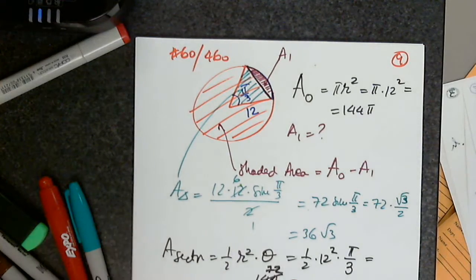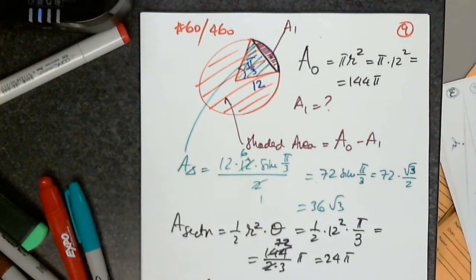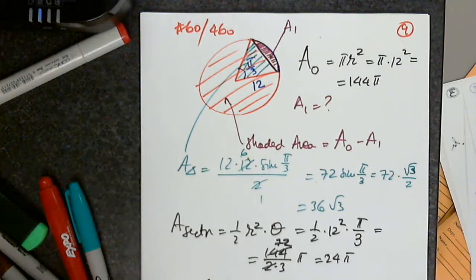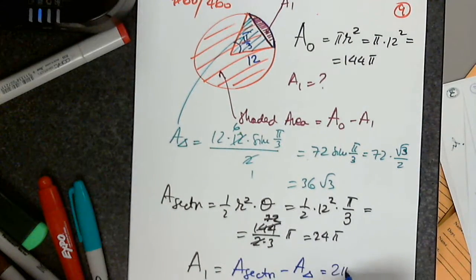So, can anyone tell us how to find A1? Exactly. Sector minus the triangle. So the area of the sector minus the area of the triangle. The area of the sector is 24 pi, minus the area of the triangle, which is 36 the square root of 3.